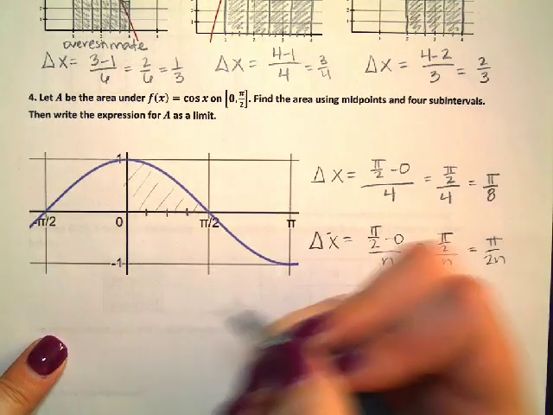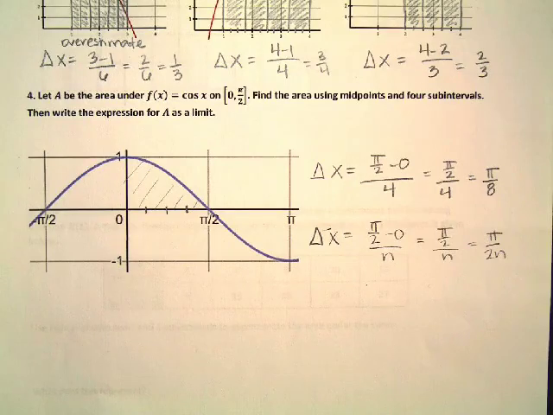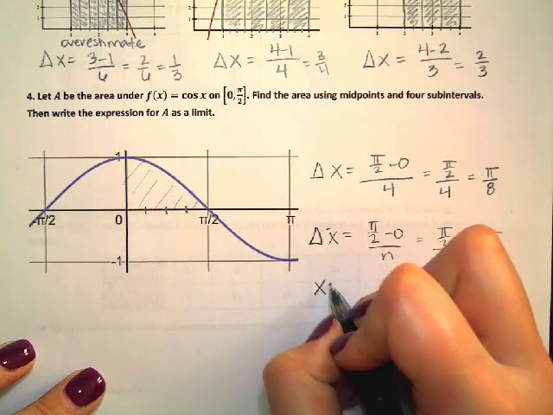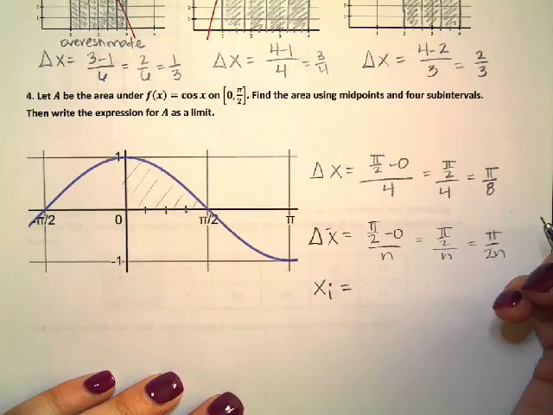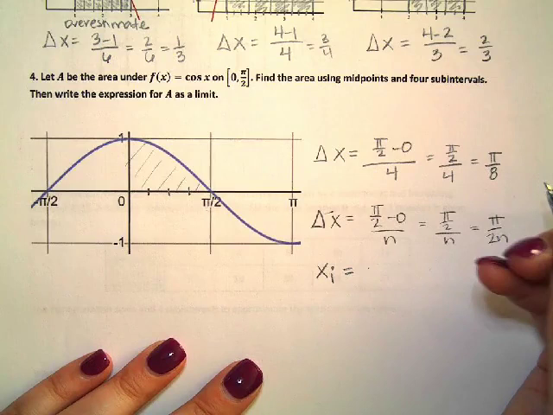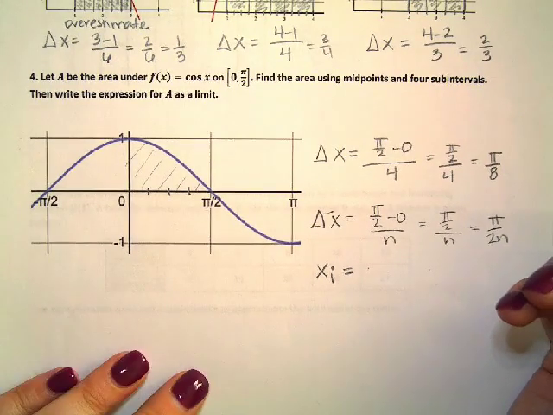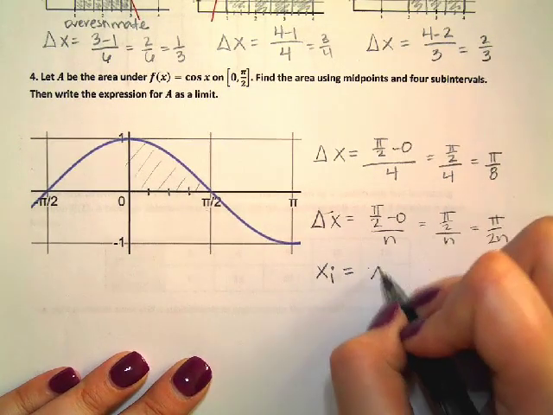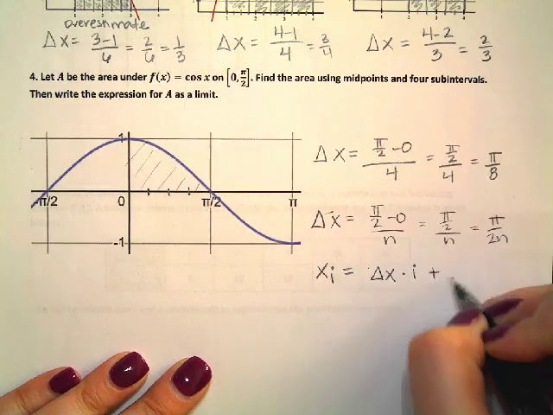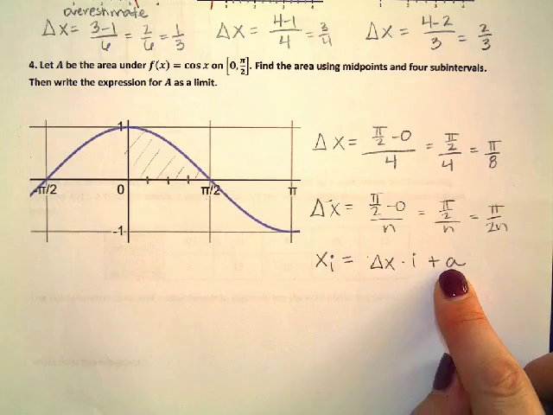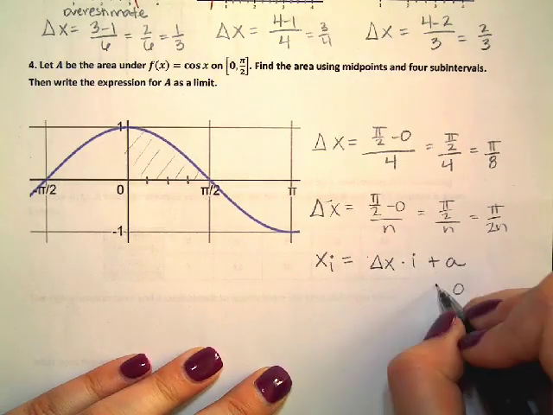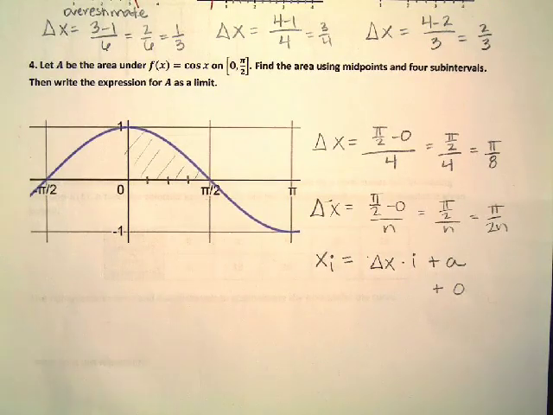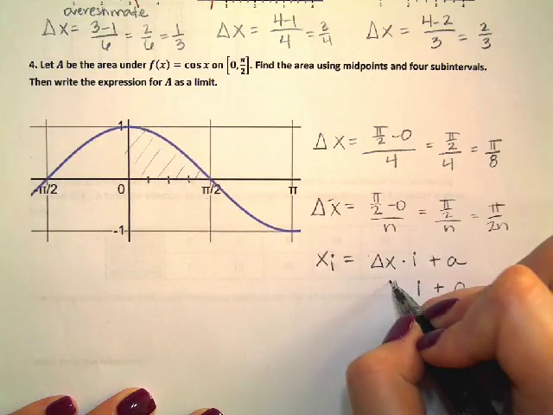Okay. So go ahead and look at your notes from last night. There was a point where I wrote x_i equals, and I want to use that to find the other numbers on here so you guys can see how to use that part of the formula. So what did I say for x_i equals? Change in x times i plus a. So a is where you started the interval. In this case, a would be 0, right? The i is going to be going up by 1s. So interval 1, interval 2, interval 3, interval 4. And then the change in x is pi eighths.